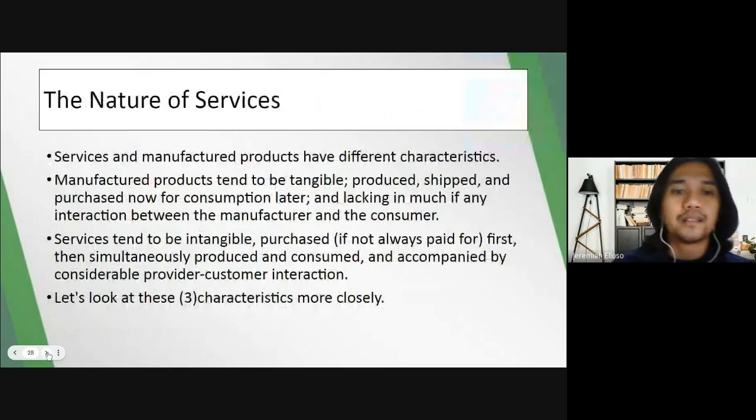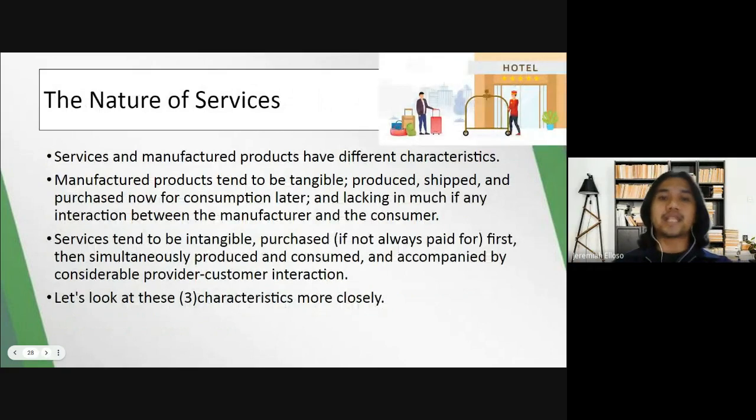All right. Services and manufactured products have different characteristics. Manufactured products tend to be tangible, produced, shipped, and purchased now for consumption later, and lacking much, if any, interaction between the manufacturer and the consumer. And that is the nature of service. Services tend to be intangible, and we are aware of that.